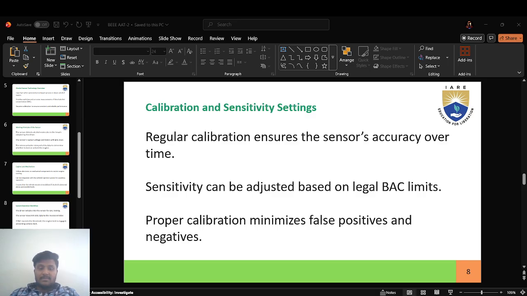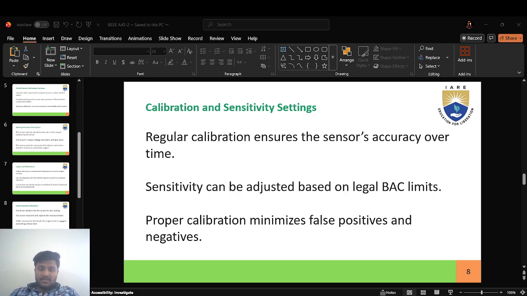Regular calibration keeps the sensor accurate over a long period of time. It means checking and adjusting the sensor from time to time so it continues to give correct results. The sensitivity of the sensor can be changed depending on the legal BAC limits. You can set how strictly the sensor should detect alcohol based on the rules in your region.